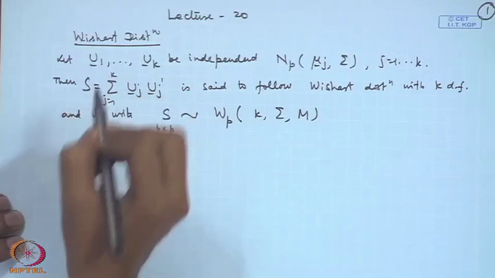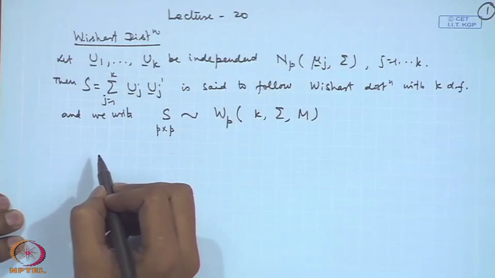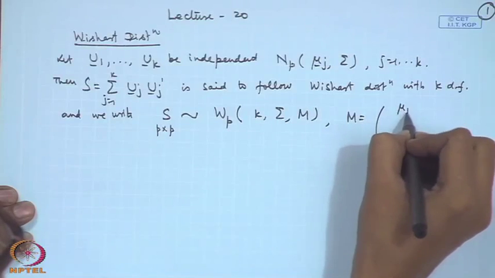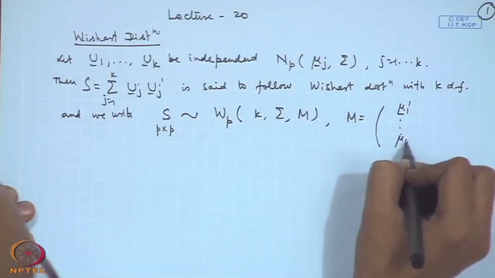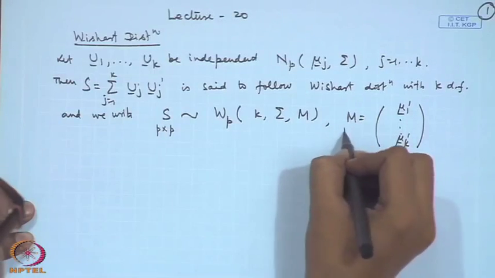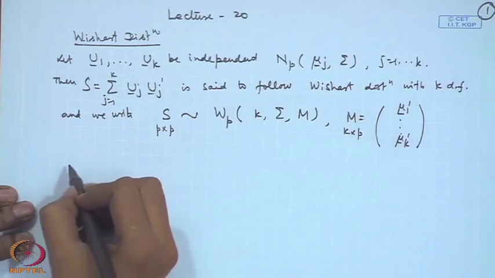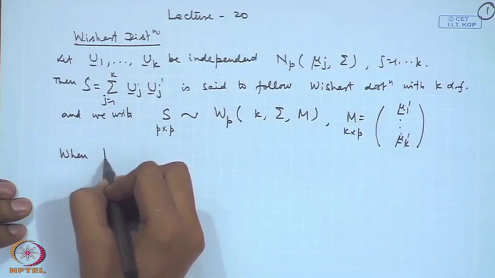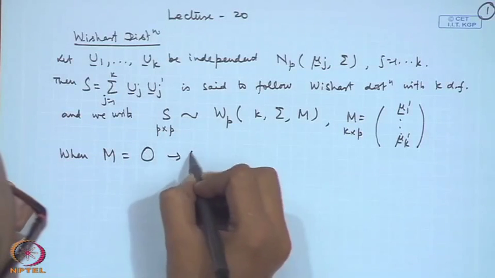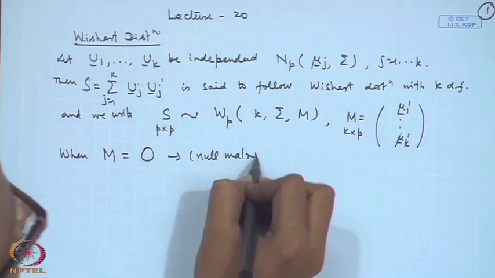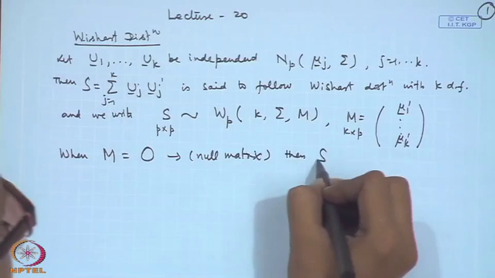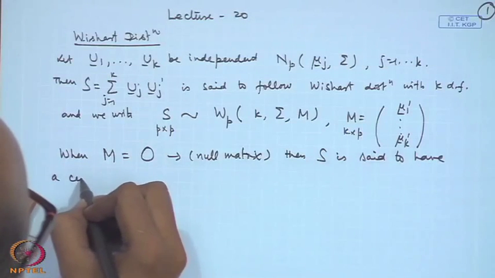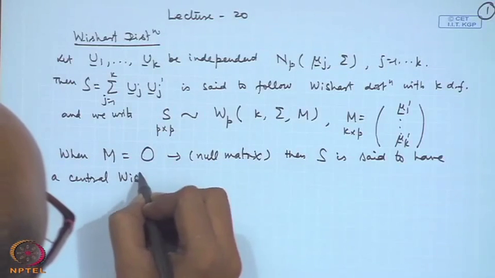Here M is the non-centrality matrix, which is of order k by p. Now, when M is equal to a null matrix, then S is said to have a central Wishart distribution.